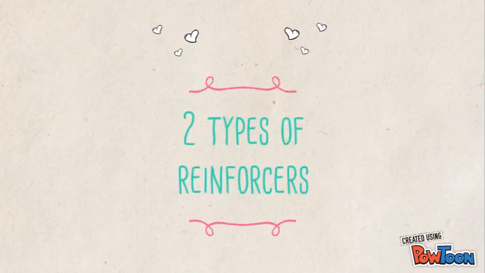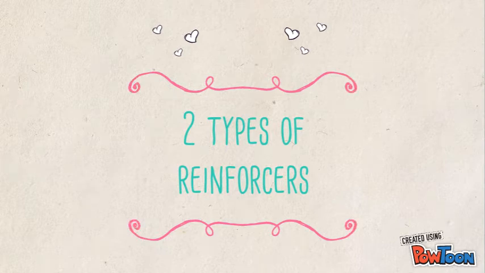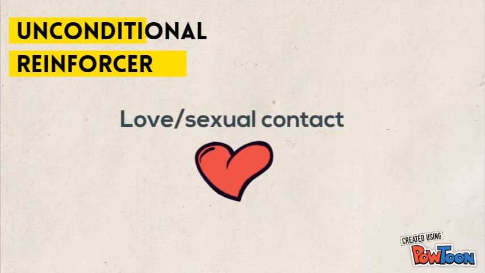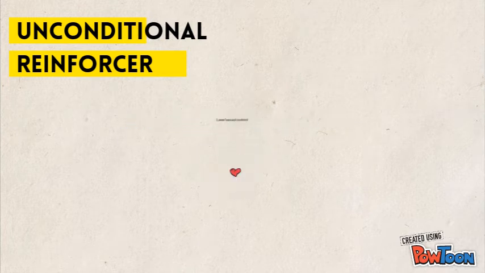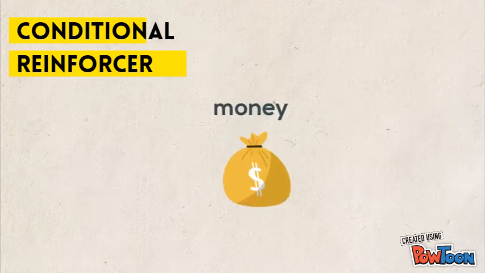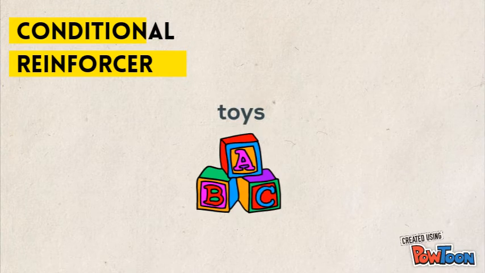Now for the two types of reinforcers. First is the unconditional reinforcer, which are biological needs such as shelter, love or sexual contact, and of course, food. The conditional reinforcers are those previously neutral, such as money, toys, and praise.